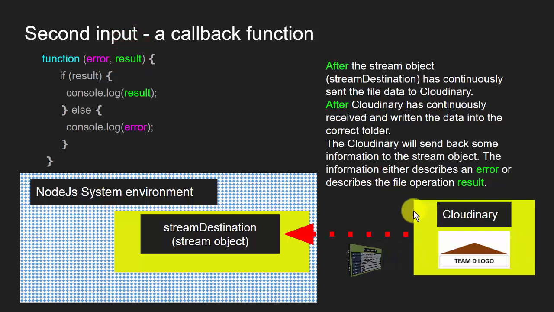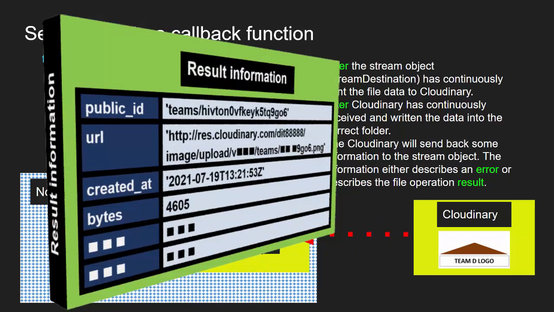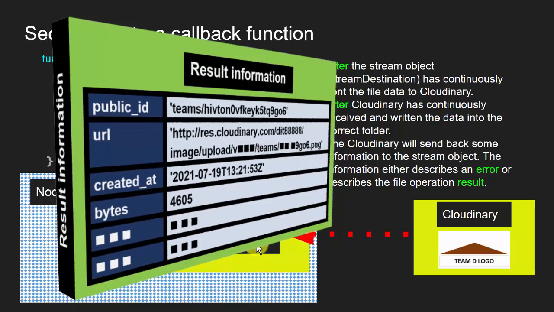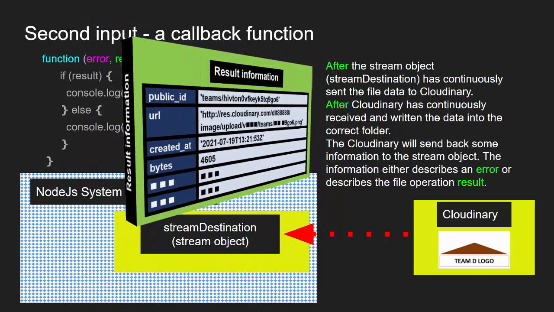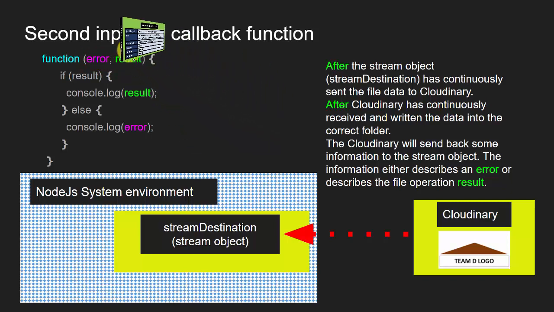If Cloudinary replies to our stream object stating that the file operation has been completed, the file has been successfully written to a particular folder, the internal logic of this stream object shall get all the code within the body of this callback function to execute. At the same time, it passes in a value of null to this error input parameter variable, and passes in the file operation status information through this result input parameter variable.